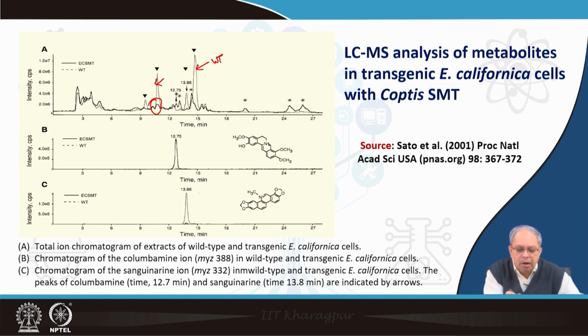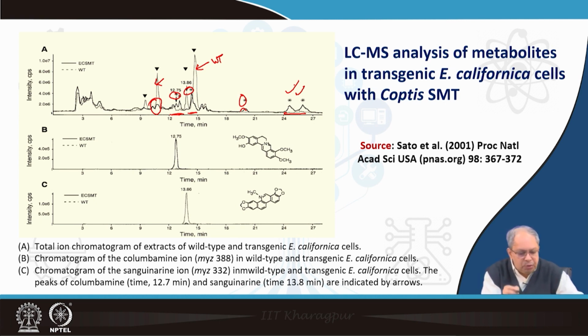Okay. But also there are a few new products which are detected in the transformed lines, but not in the control. So, at that point of time it was not clear to them what these compounds are, but definitely upon expression of SMT in California poppy, some metabolic perturbation has happened, as a result of that the cell cultures have extended its plasticity, leading to the formation of several new compounds.